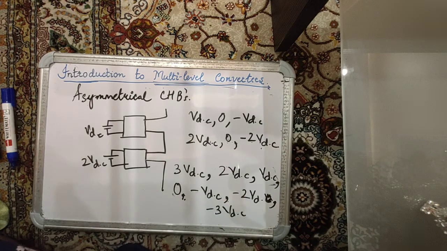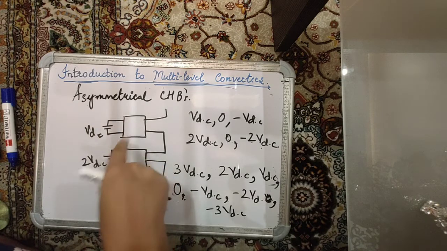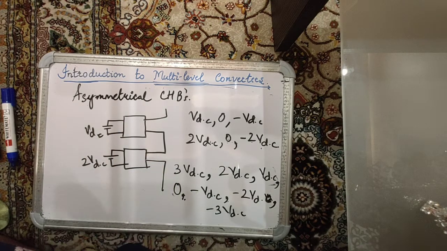यानी कि सिमेट्रिकल टोपोलॉजी में when both the DC voltages were of the same value, in that case 2 CHBs were giving you a 5 level output, which we just saw.